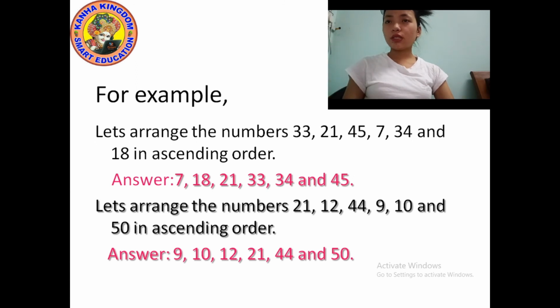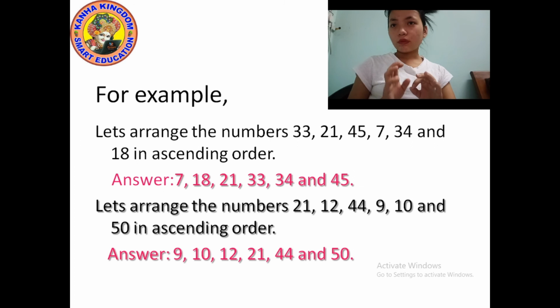In the numbers 21, 12, 44, 9, 10 and 50, 50 is the biggest one and 9 is the smallest one. So the numbers 21, 12, 44, 9, 10 and 50 are arranged in ascending order like this: 9, 10, 12, 21, 44 and 50. Because in ascending order we have to arrange the numbers from smallest to biggest. So see, all the numbers are in ascending order.